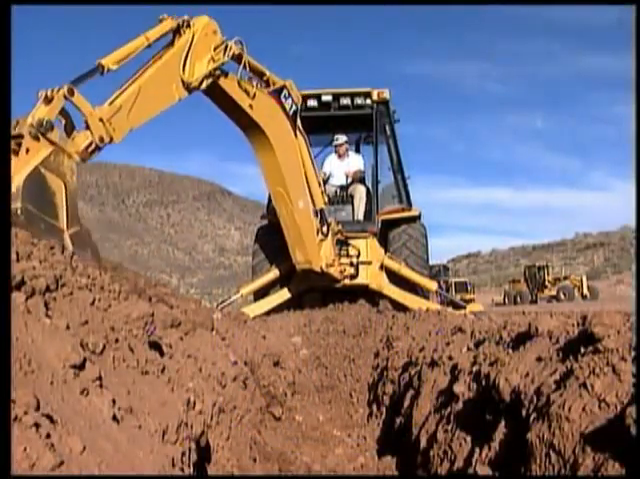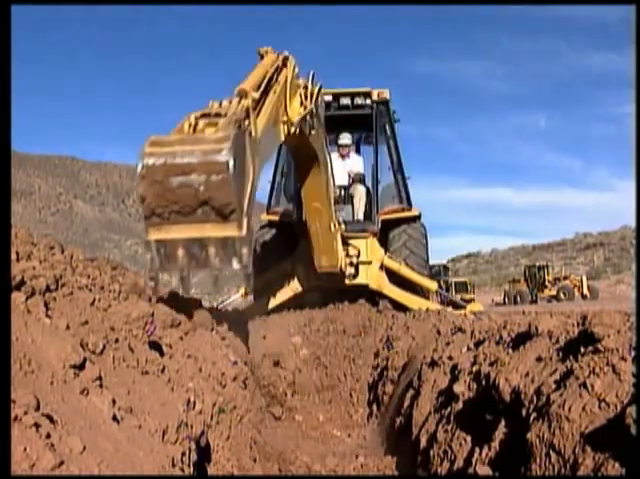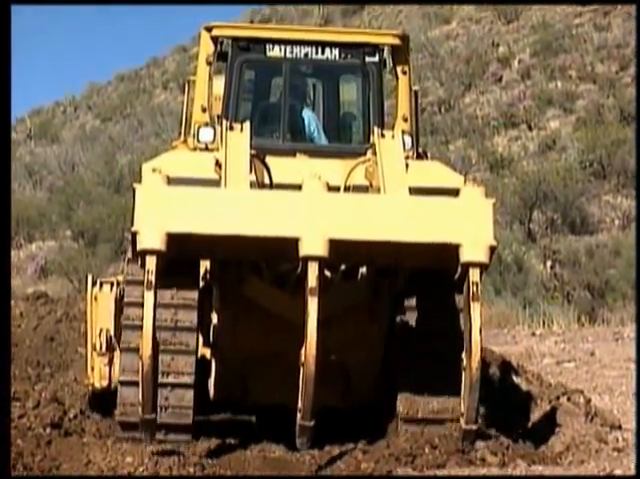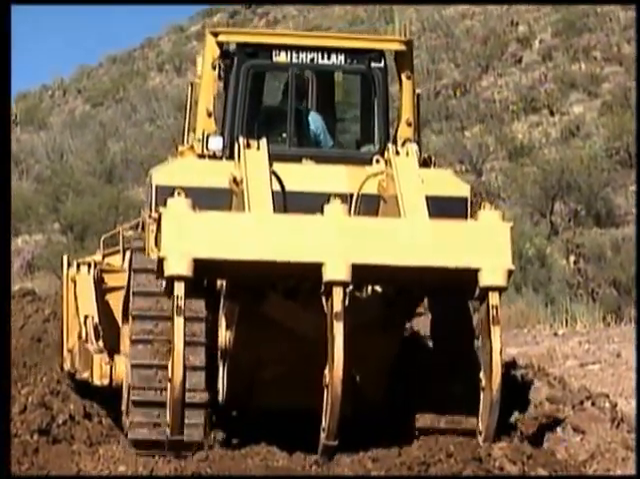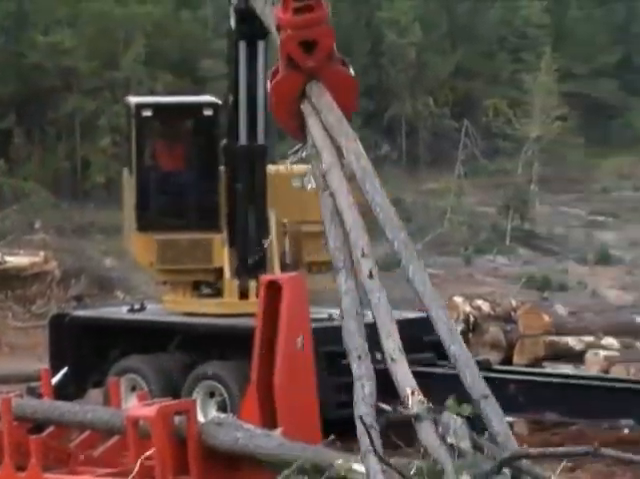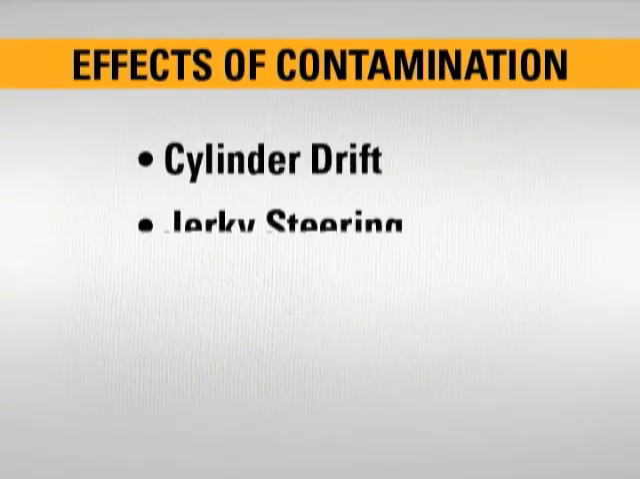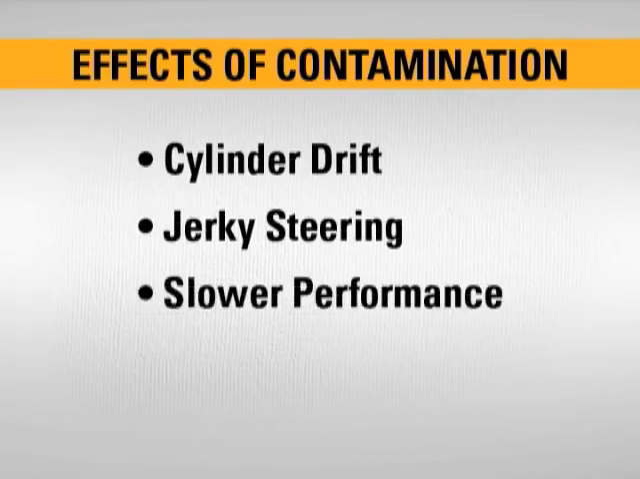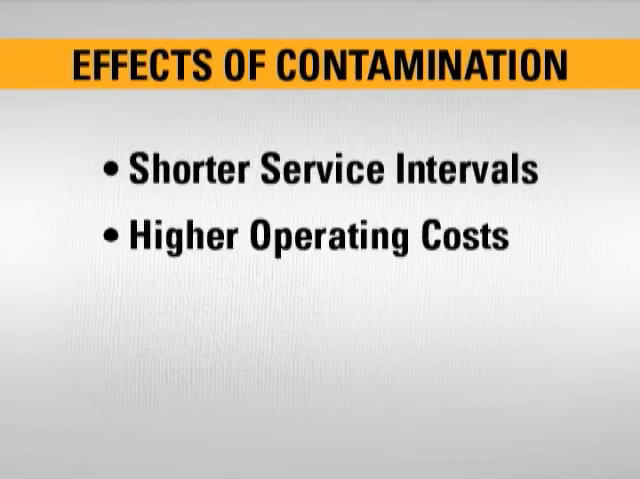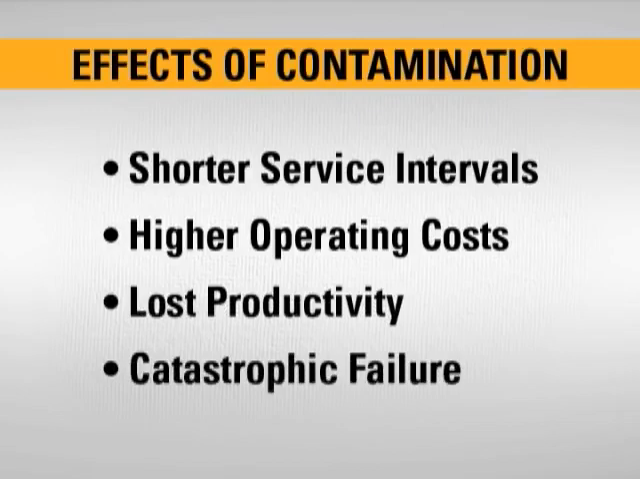Contamination can affect any machine with hydraulic capabilities. A hoe that swings too far on a backhoe loader, or one track that unintentionally runs faster than the other on a track-type tractor, can be a sign of contamination. Equipment owners and operators also see other common effects of hydraulic system contamination, including cylinder drift, jerky steering, slower performance, erratic operation, shorter service intervals, higher operating costs, lost productivity, and possibly catastrophic failure.